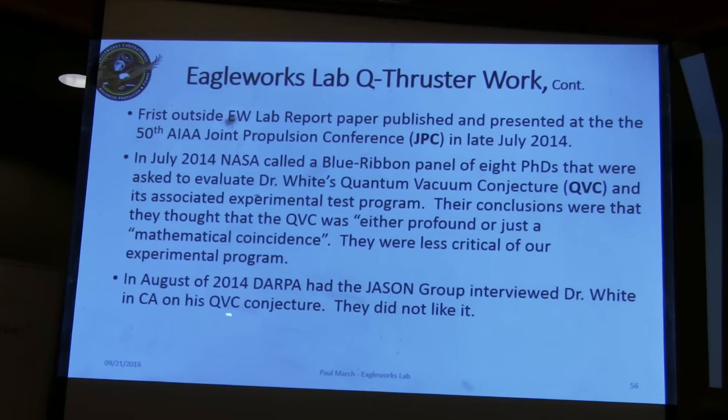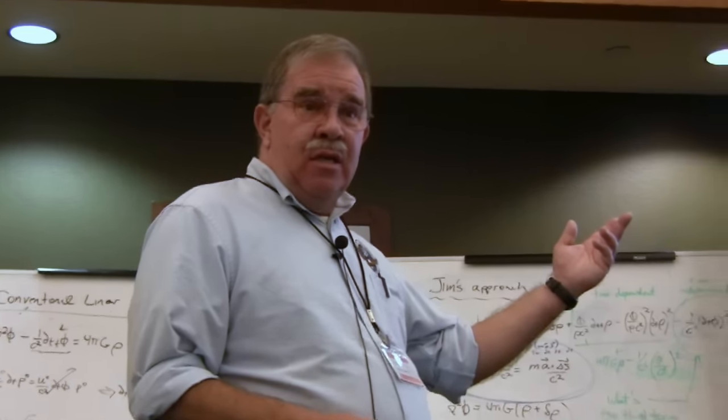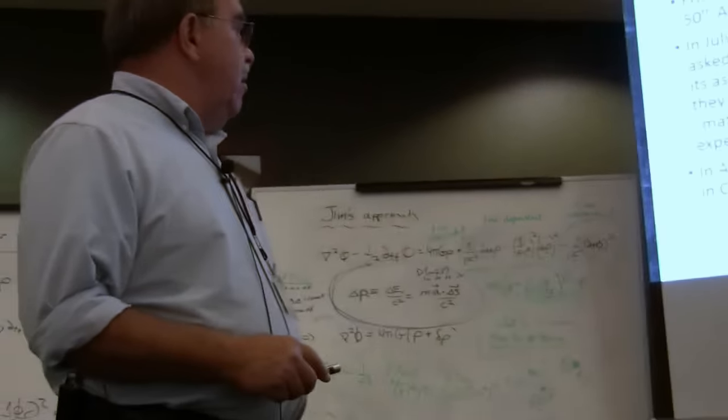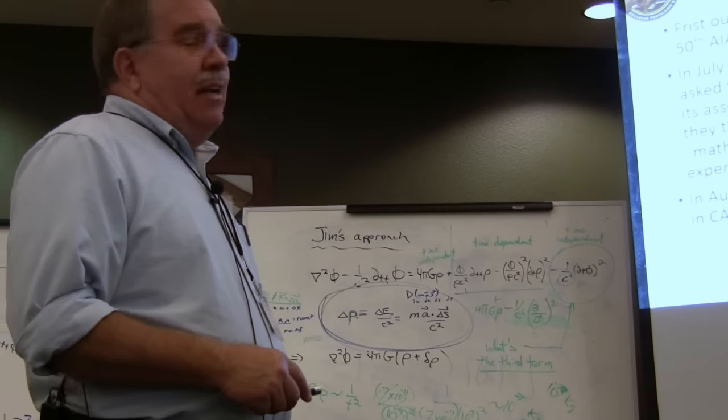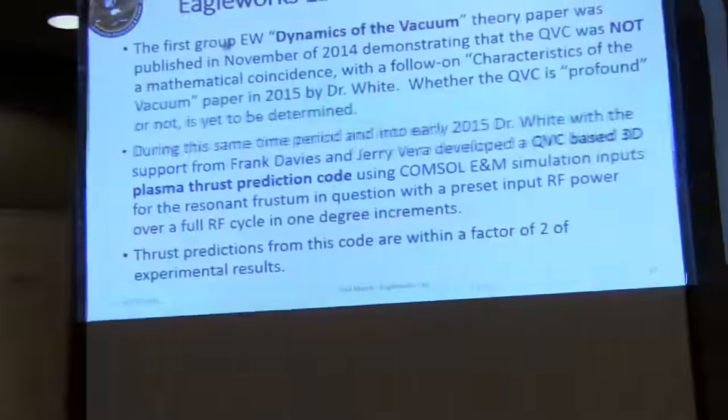In August 2014, Sonny went to the, maybe I've got this reversed. You said Jason's was in June? Jason's was in June. All right, so I need to correct that. But anyway, they didn't like his QVC conjecture. Next slide.